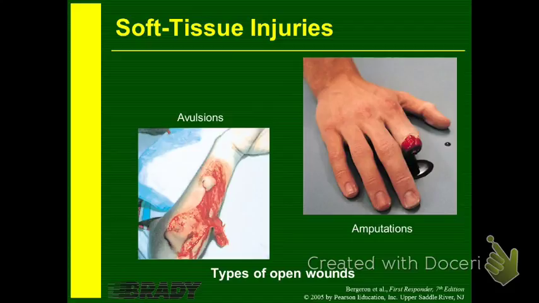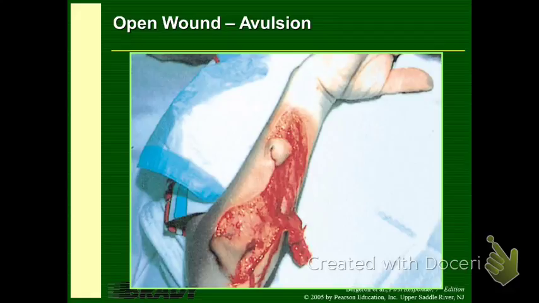And then there's sort of a bigger picture of that avulsion, so you can see a little bit better. You've got a lot of tissue here, but see the subcutaneous tissue, the yellowish looking stuff? That's the fat. So you just take these flaps and roll them back up in there. They'll probably cut them off at the hospital, but we won't cut them off. And take that dry sterile dressing, control the bleeding. It won't be that much at this body part here.